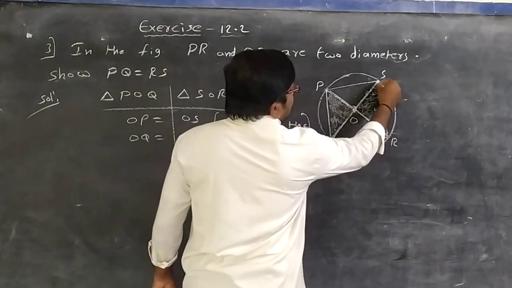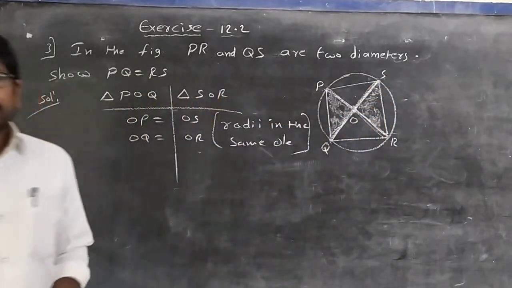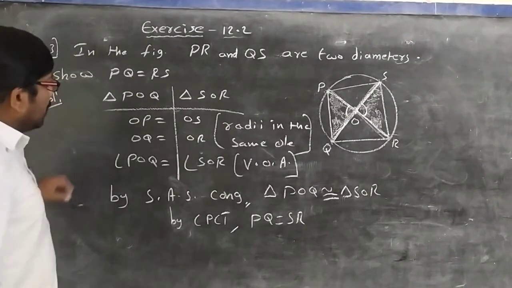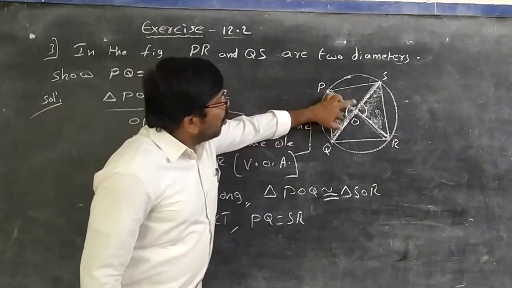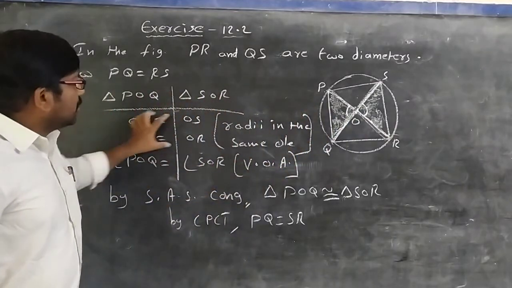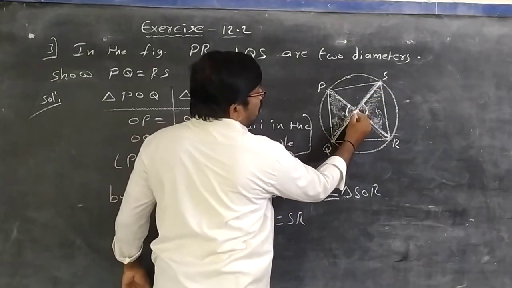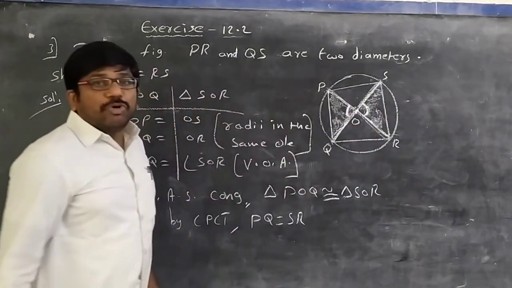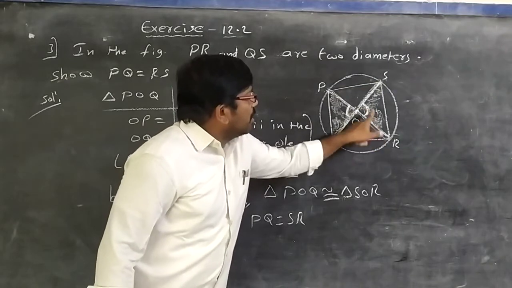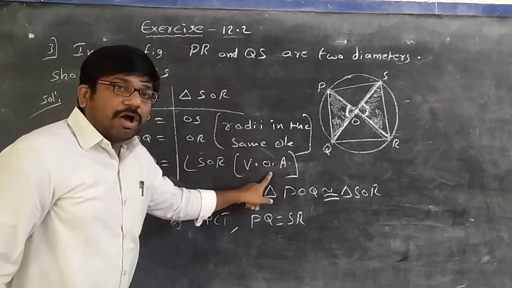These two are diameters. Once again, listen. OP is equal to OS, OQ is equal to OR in both triangles, that is radii in the same circle. Next, these two are diameters, intersecting at O, so these two angles are vertically opposite angles. Angle POQ is equal to angle SOR. VOA means vertically opposite angles, right?